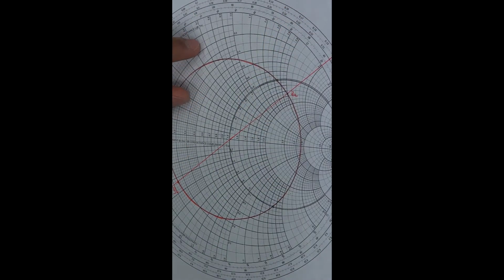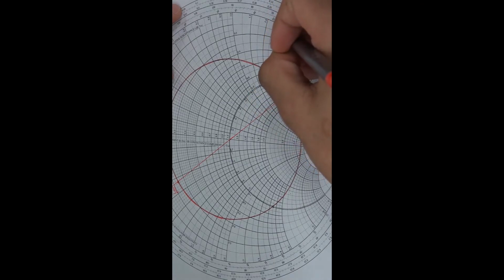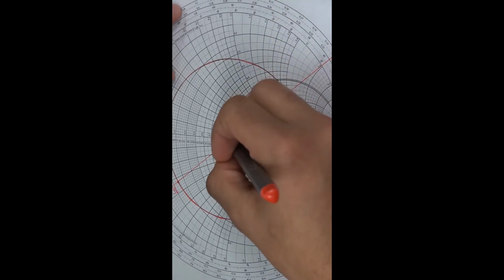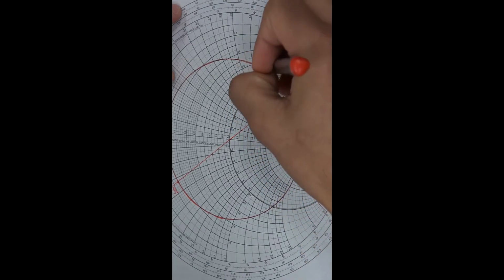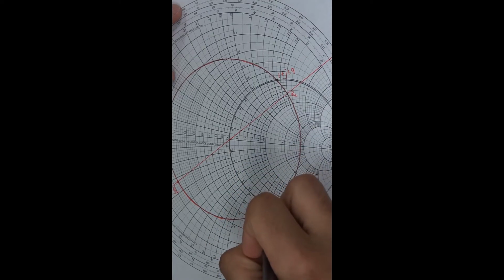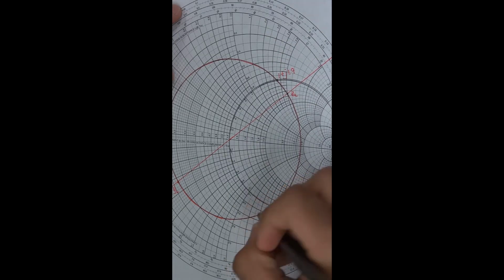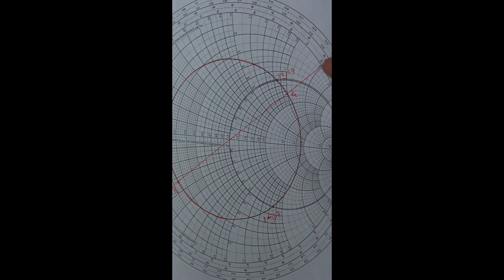And as we can see over here, this point has an admittance where the imaginary part will be 1.7 and the real part will be 1. So this point will be 1 plus j1.7, and this point will be 1 minus j1.7. So these are the values that we need to match with our admittance and with the short circuit stub, in order to get a perfect match network.